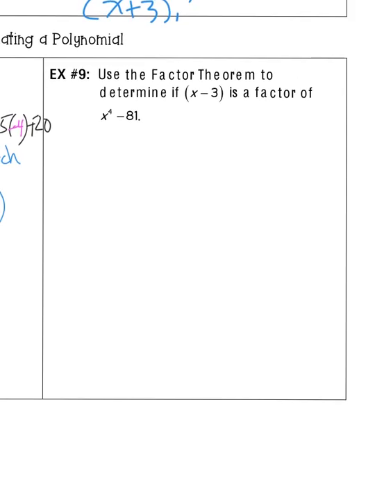All right, last one. You were to determine if x minus 3 is a factor of this. So go ahead and pause the video, look for any missing terms, put that in, use synthetic division, and then restart the video. Okay, so I am missing terms. I've got my x to the 4th, which is a 1, but I'm missing the x cubed, the x squared, and the x. And then finally I have a negative 81.